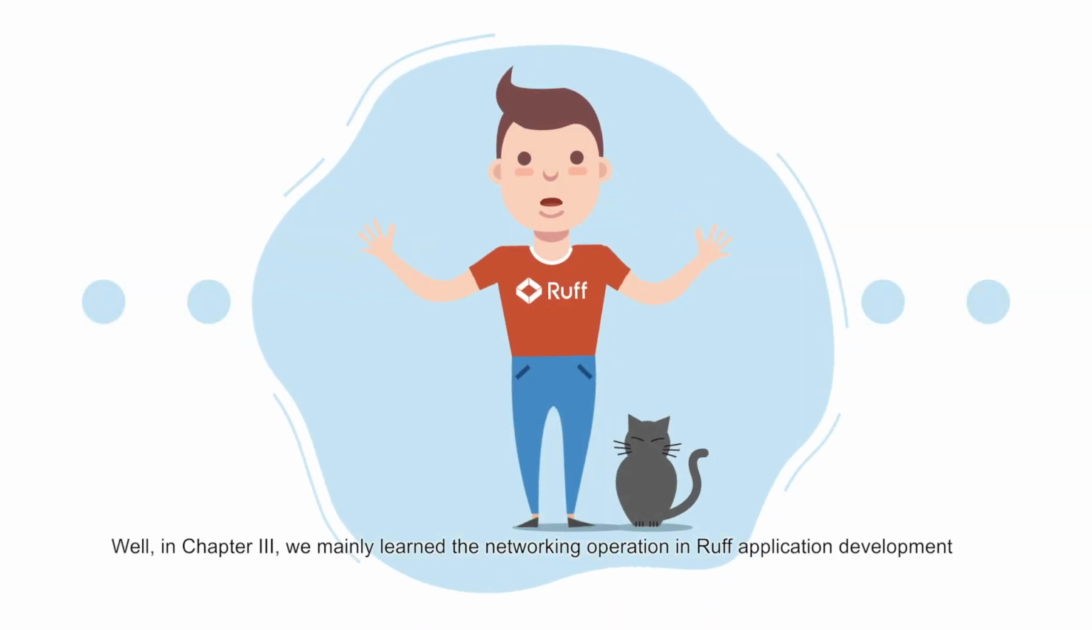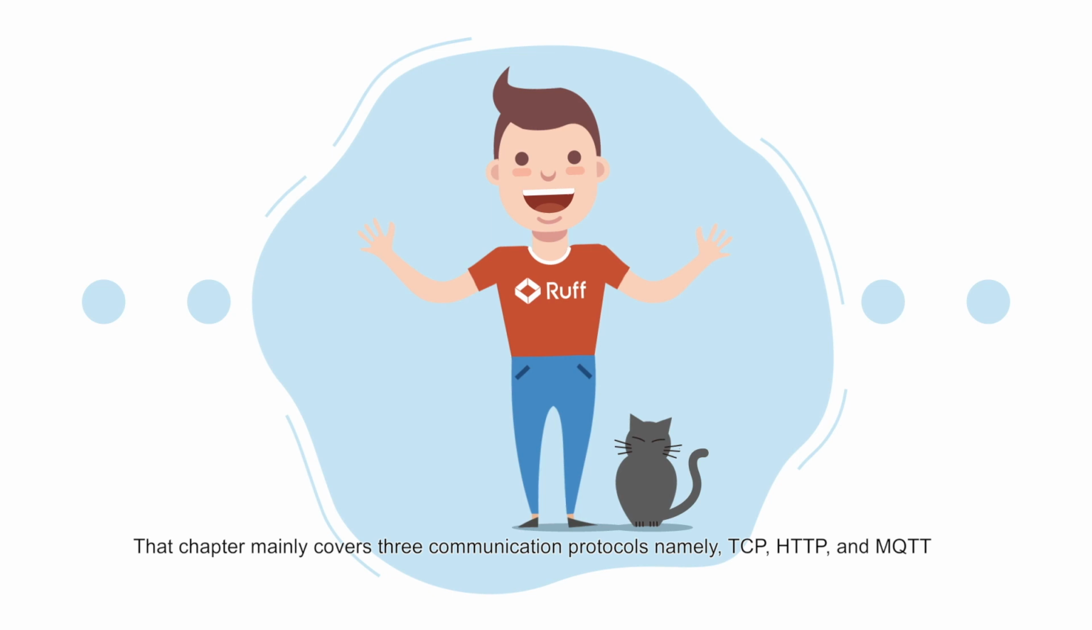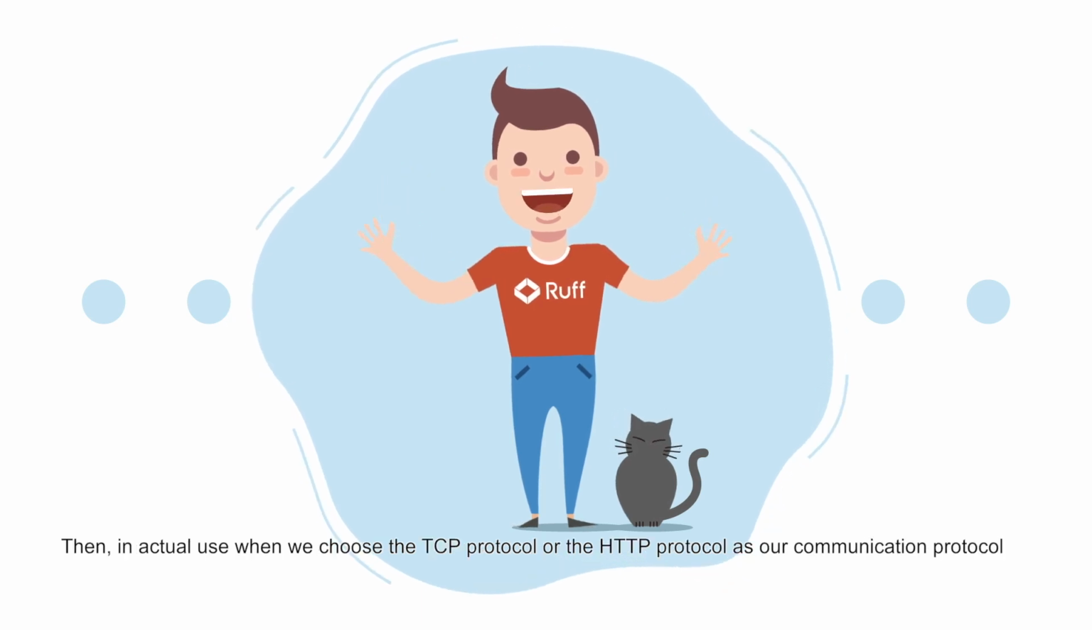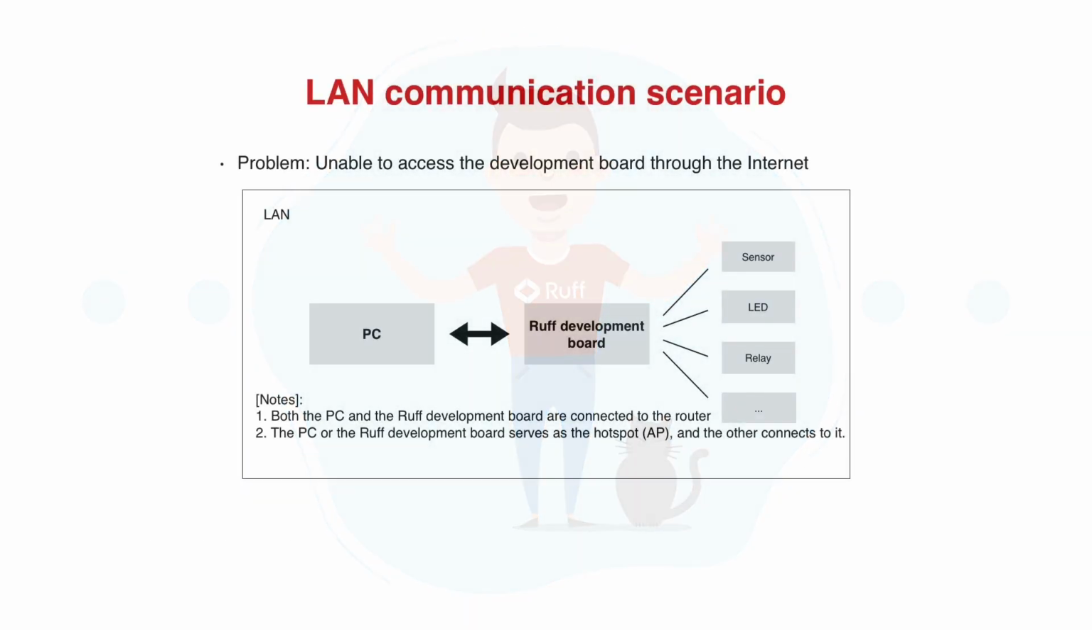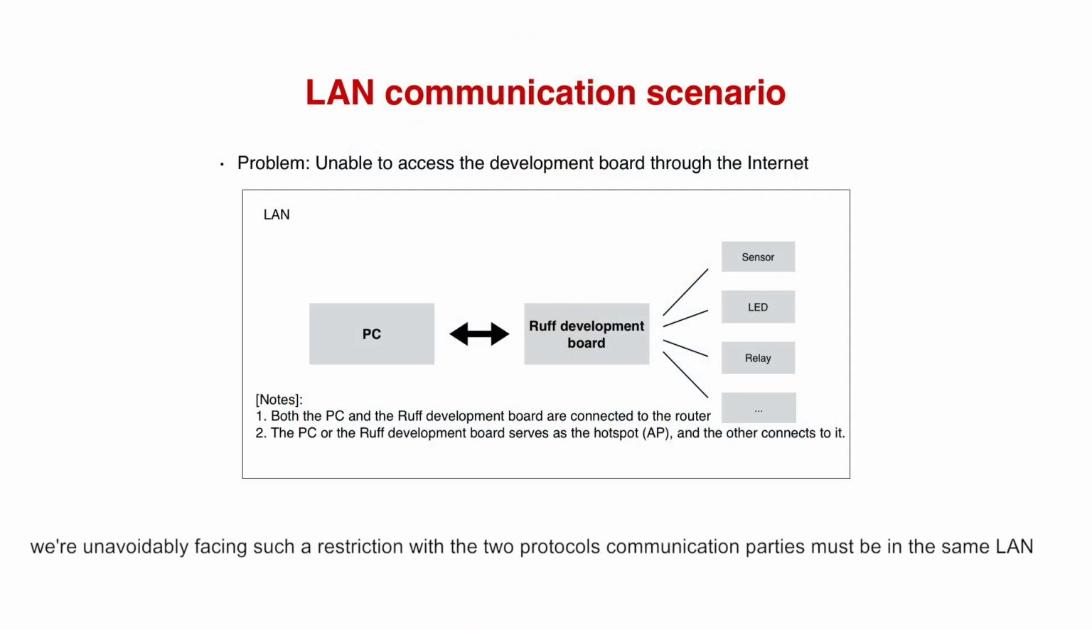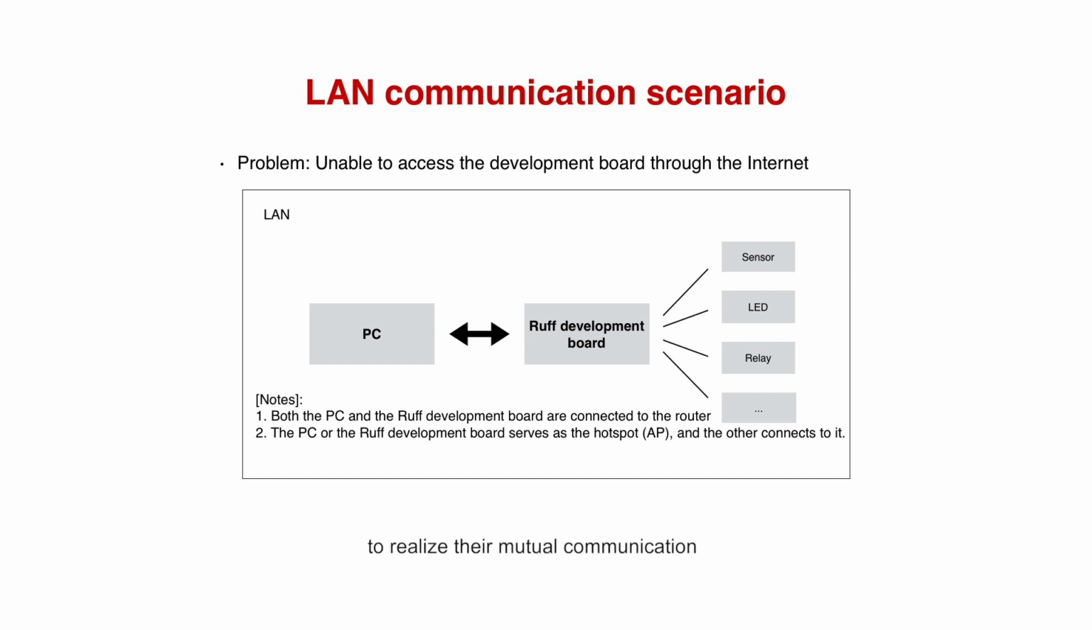Well, in chapter 3, we mainly learned the networking operation in Ruff application development. That chapter mainly covers 3 communication protocols, namely TCP, HTTP, and MQTT. Then, in actual use, when we choose the TCP protocol or the HTTP protocol as our communication protocol, we're unavoidably facing such a restriction: the 2 protocols' communication parties must be in the same LAN to realize their mutual communication, which presents a problem.